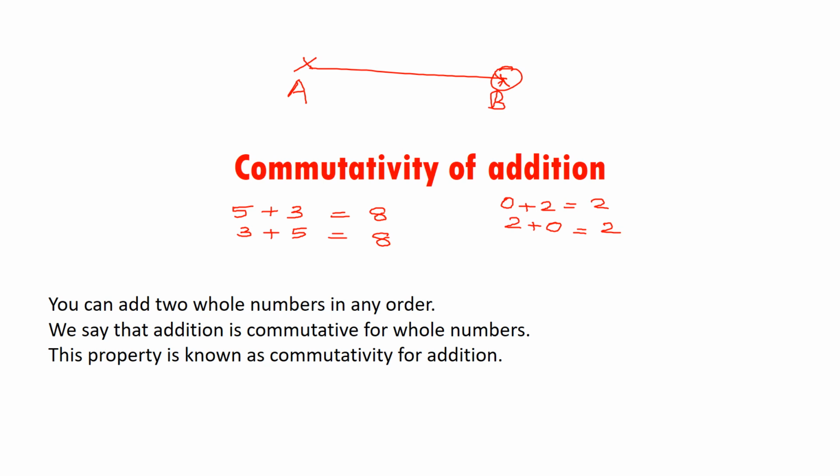Now let us see commutativity for multiplication. Similarly, children, commutativity of multiplication. If I take 2 into 5, what is the answer? 2 into 5 is equal to 10. If I take 5 into 2, 5 into 2 is also equal to 10. If I take 6 into 4, that is 24. If I take 4 first instead of 6, 4 into 6 is also equal to 24.